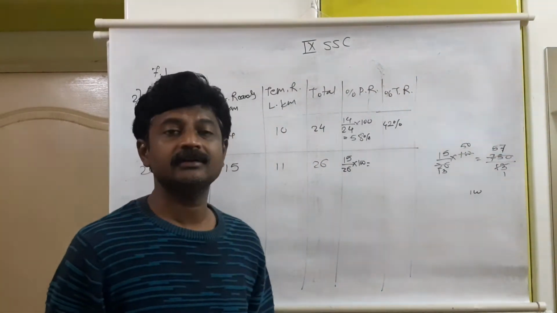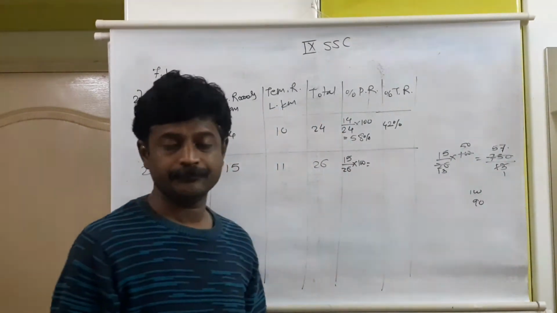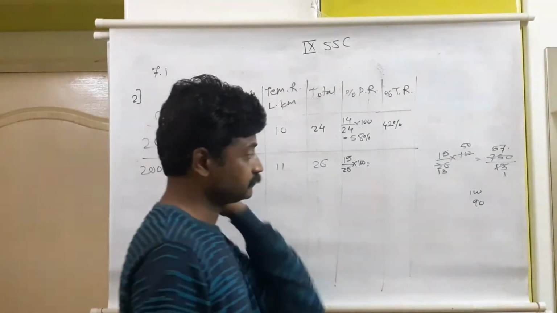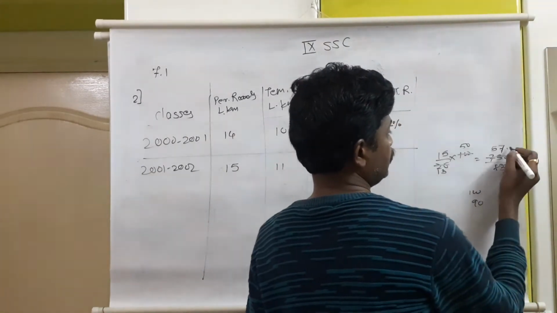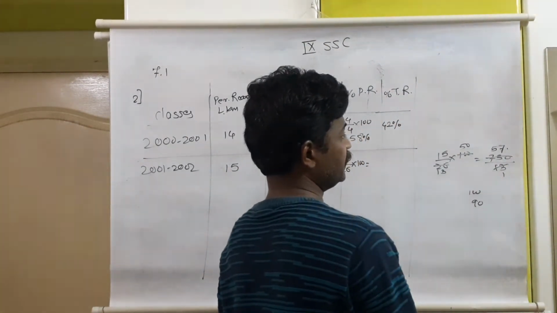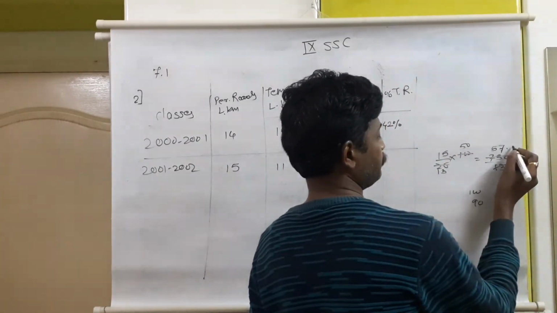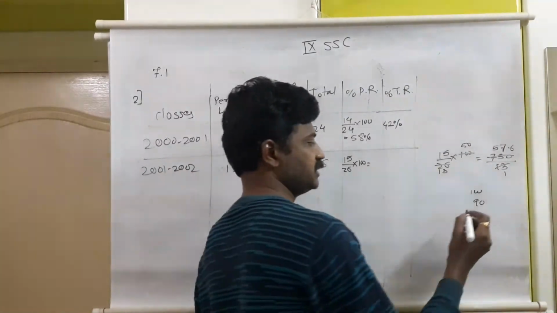100 minus 91, it remains 9. Decimal point will convert it into 90. 13 7s are 91. 13 6s are 78. 90 minus 78.